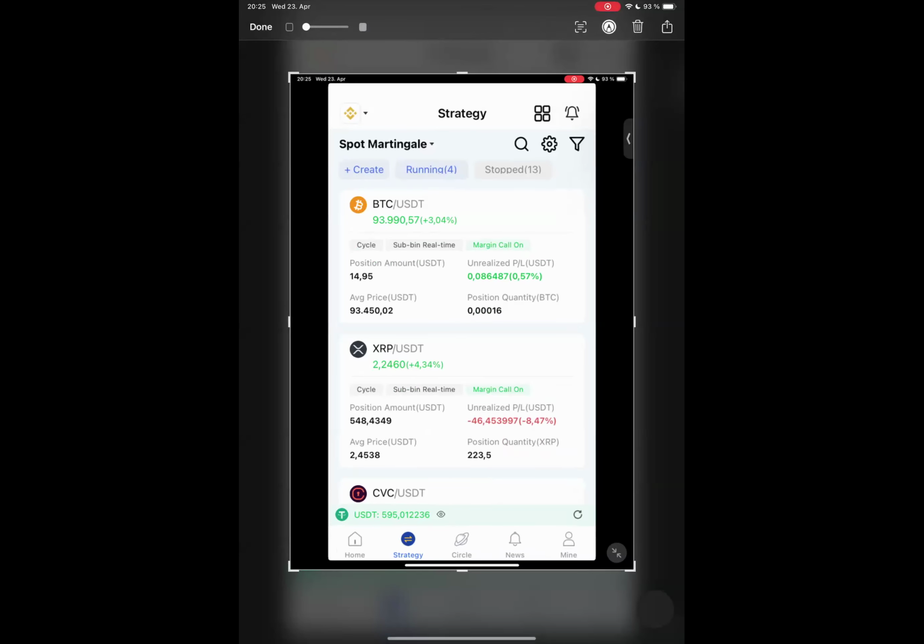Let me circle it. On the Royal Q, we have the home button, we have strategy, we have circle, we have news, we have mine. So when you come under this strategy, you'll be able to see the coins that are running for you. Now, in some instances, you come onto your account and you will not see the coin under running. You see it under stopped. Let me see if I can get an example. Hold on.